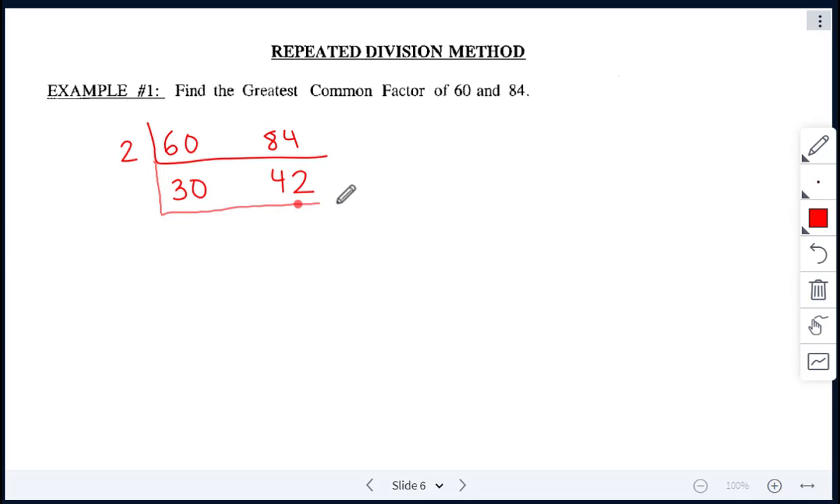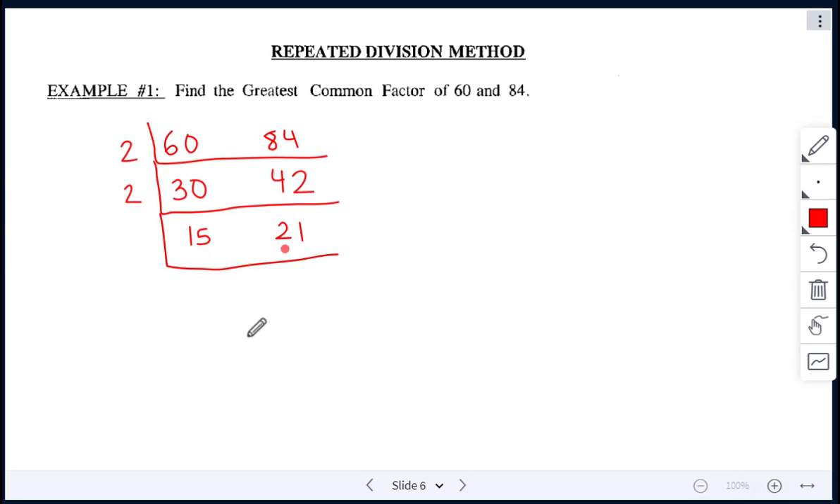And we're going to continue. 30 and 42, again, they're both even numbers. So just go ahead and divide by 2 again. And we get 30 divided by 2, which is 15, and 42 divided by 2, which is 21.